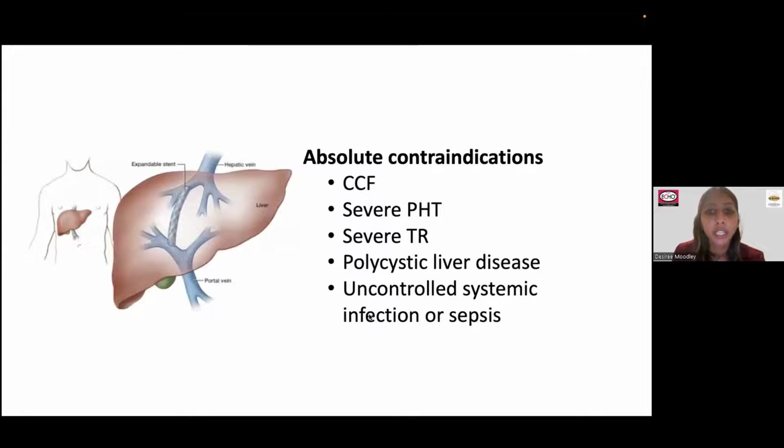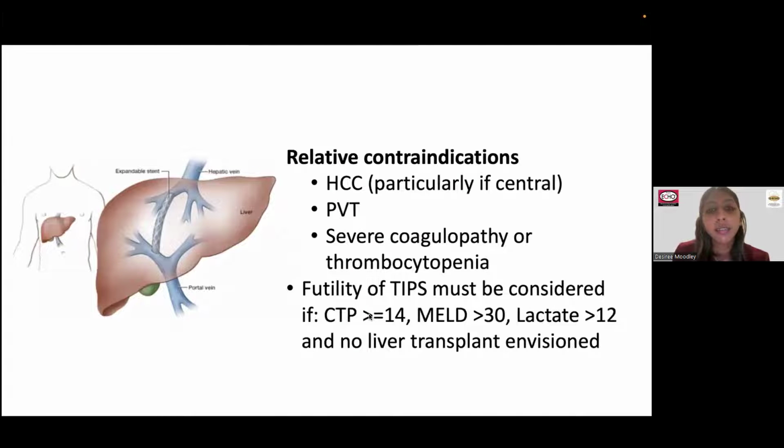Absolute contraindications: heart failure, severe pulmonary hypertension, TR, polycystic liver disease, or uncontrolled infection or sepsis. And relatively, if you've got hepatocellular carcinoma, a portal vein thrombosis, and that's more for access issues, or severe coagulopathy or thrombocytopenia. And then when you have a patient who's got Child-Pugh C with more than 14 points, or a MELD more than 30, or a lactate more than 12.